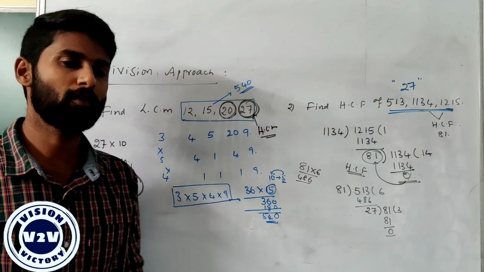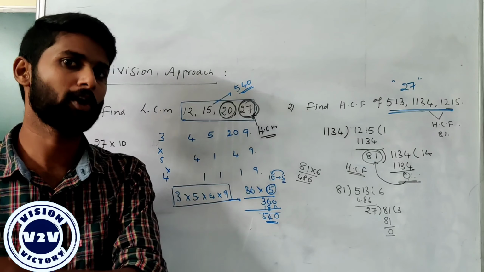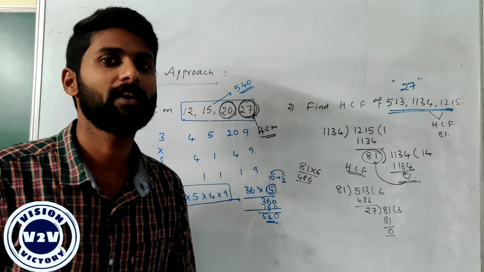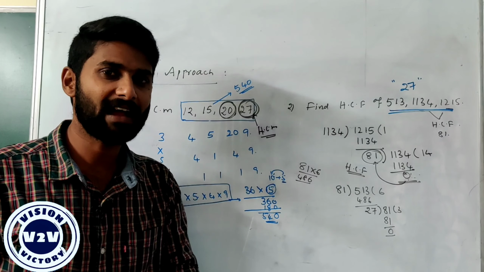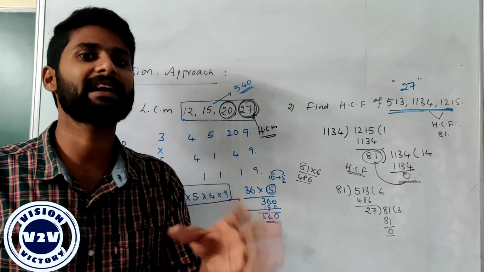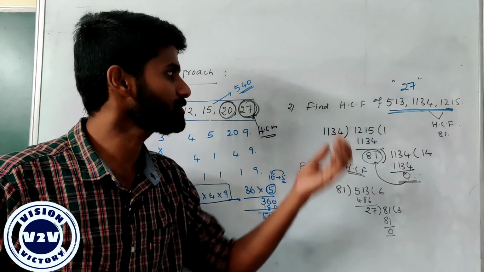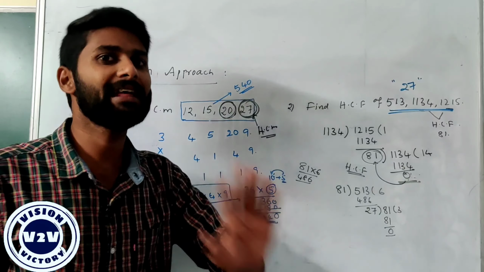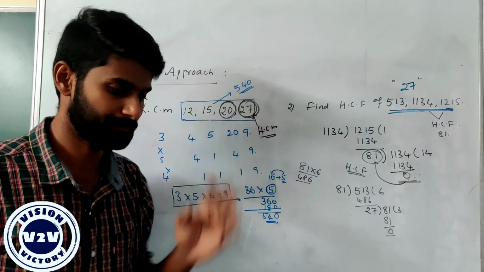If you want to go with the factorization approach, LCM does not require any common number. You just consider the highest power. If it is HCF, you pick the lowest power of the factors, and that decides the HCF. With the prime factorization approach, you go with the lowest power, and it requires a common factor.